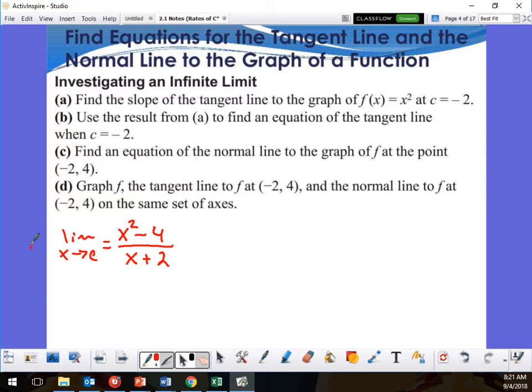Now, on that top, what do I have to do with that top? I'm about ready to use an F word. Factor. There we go, factor it. Wrong F word over there. So it's going to be x plus 2, x minus 2, all over x plus 2.